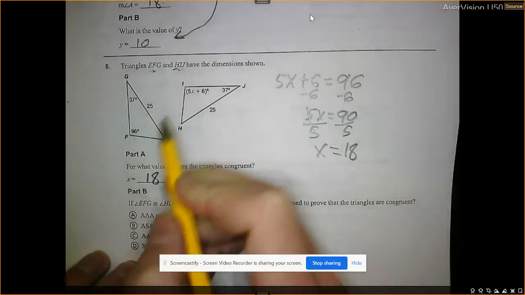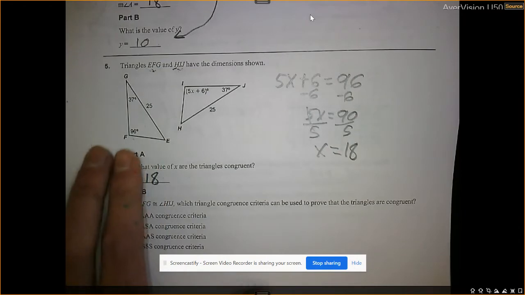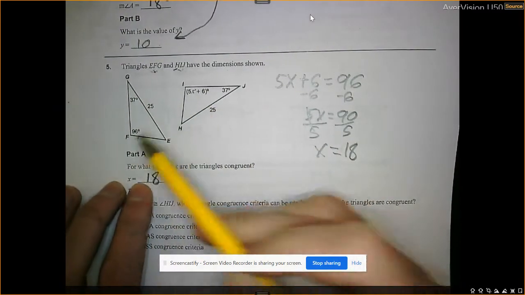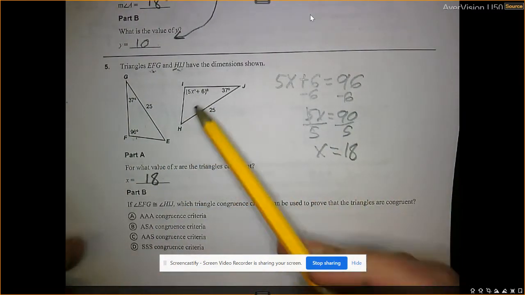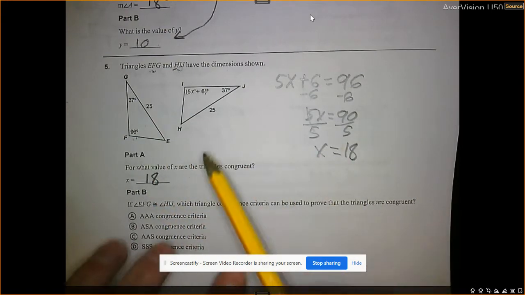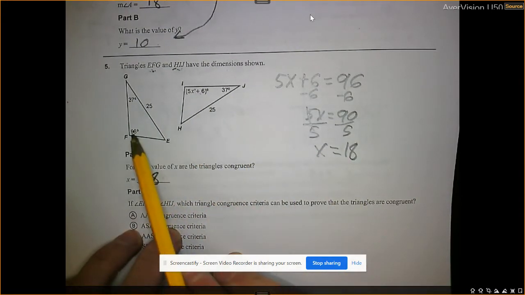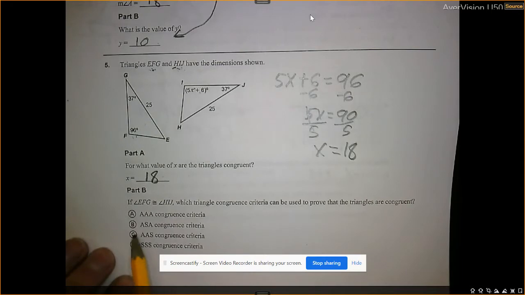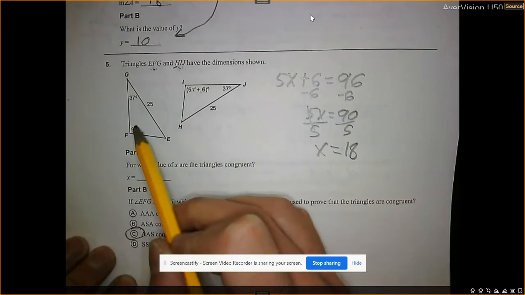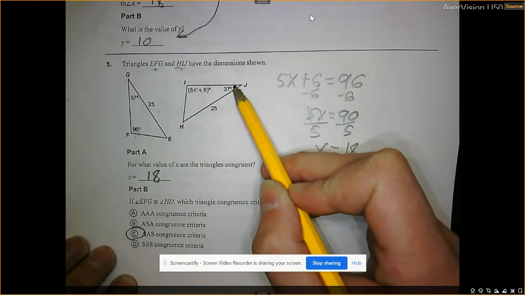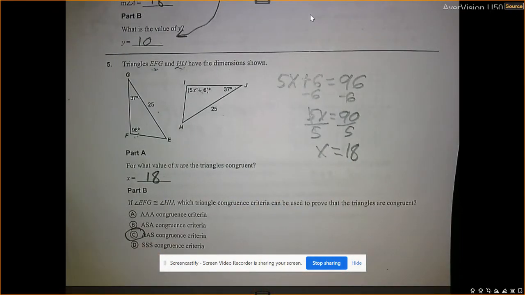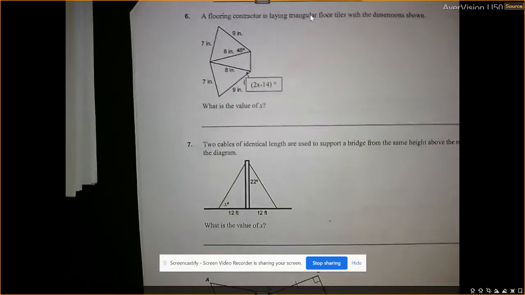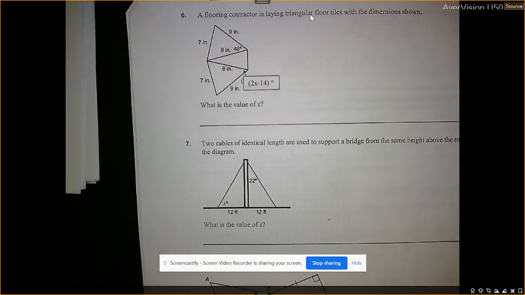So when x is 18, that's what makes angle I congruent to angle F, which has to happen if these are going to be two congruent triangles because of angle, angle, side, right? Angle, angle, side. Oh, look at that. I just explained part B. We have angle, angle, and side. So that is the angle, angle, side congruence criteria. Let's keep cruising.